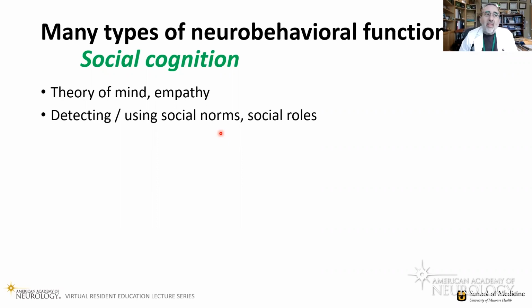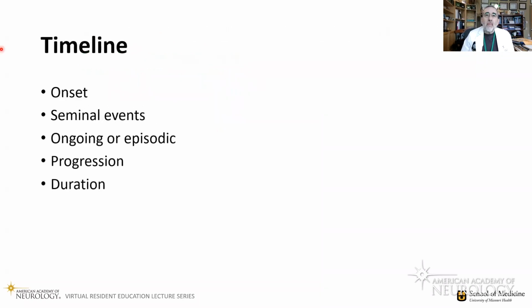So this may be the thing that fails. And when it does, you may observe, or family and others may report to you, that the person is behaving badly. But the badness of their behavior may have to do with a loss of social cognition and not mean or unkind decisions. Part of the story you need to get is a timeline.